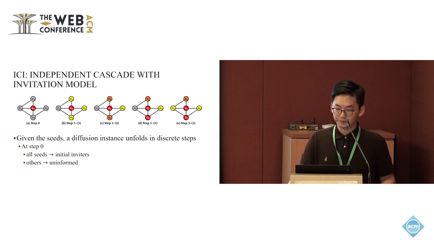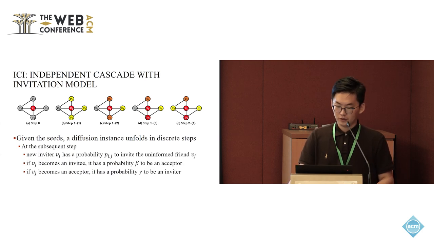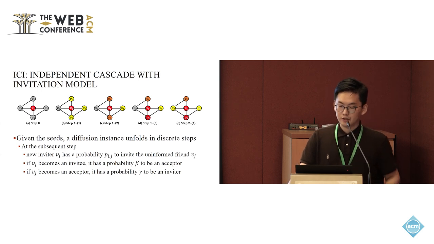At the first step, only the initial inviters are tagged as active users. At the subsequent steps, each new inviter has a probability to invite their friends, and you can think of this invitation probability as a click-through rate. After a friend receives the invitation, they decide whether or not to accept it. This can be captured by another parameter, beta. And again, if this friend finishes this game, they might also want to invite their own friends. This willingness or intention can also be modeled by the parameter gamma.